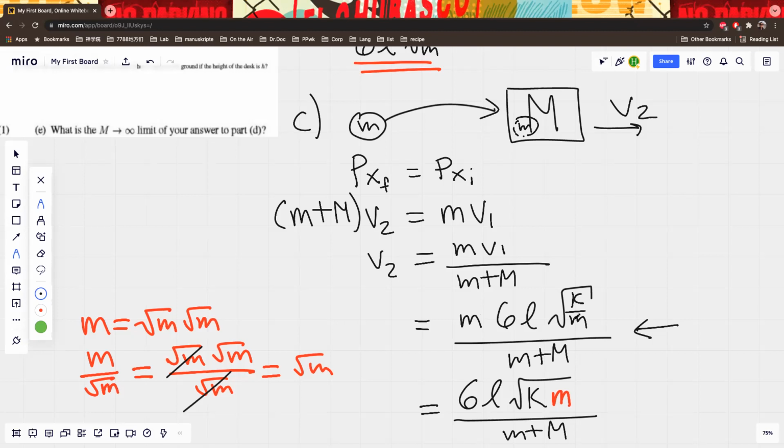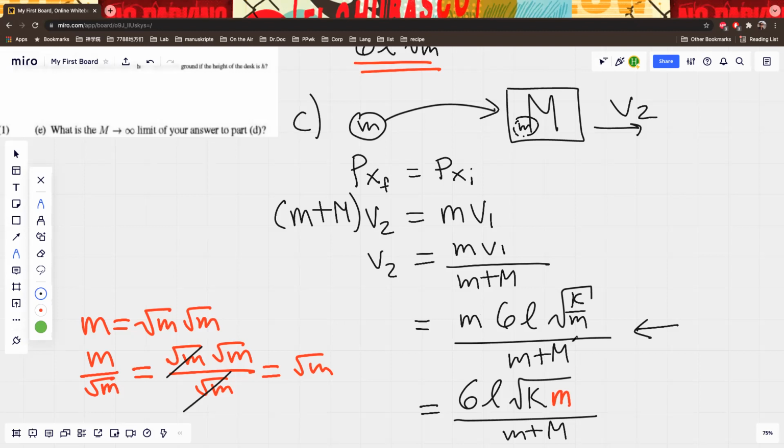Okay, so when I think about it, m times square root of m would be m to the power of 1 times m to the power of 1 over 2. So that means it would be m to the power of 3 over 2. That's right, that's if you have m times square root of m.